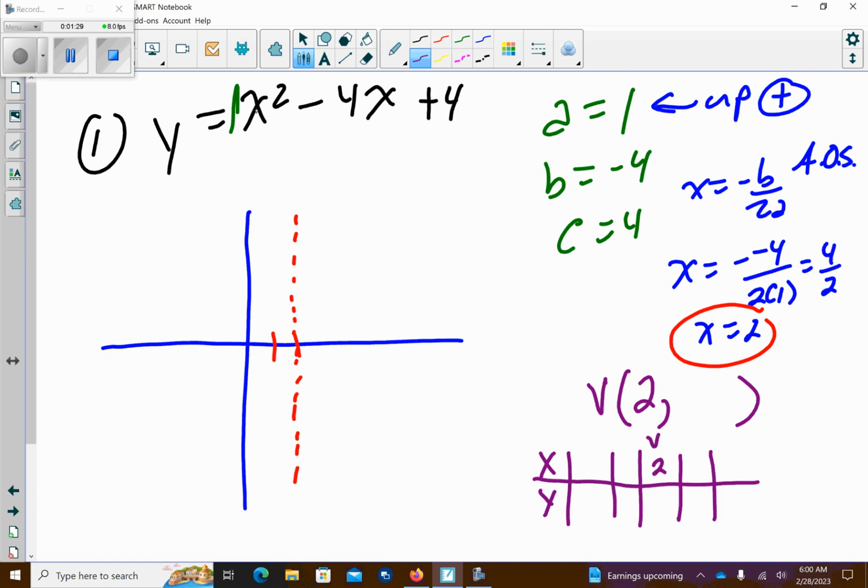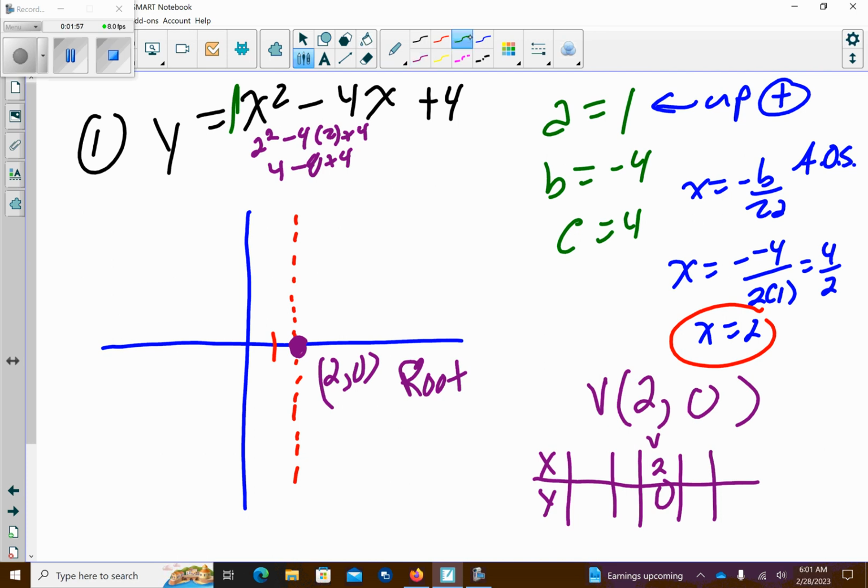So 2. If I take 2 and plug it in, I'm going to get 2 squared minus 4 times 2 plus 4, which is 4 minus 8 plus 4. If I add all that together, I get 0. So I have a vertex at 2, comma 0. That's our vertex. That's also going to be our root. It's not going to cross the x-axis more times. It just happens to be our vertex, and it happens to be the same thing as our root in this case.